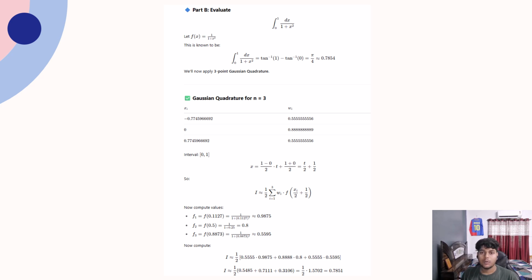The integral becomes the integral of 1 by 2 dt. Applying the formula, we get the sum of 1 by 2 wi times 1 by (1 plus xi squared), which gives us an approximation of 0.7854, which is pi by 4. Since the integral equals arctan 1 minus arctan 0 equals pi by 4, pi is approximated to 4 into 0.7854 equals 3.1416, very close to pi. The algorithm and calculation are in the slide, as you can see.